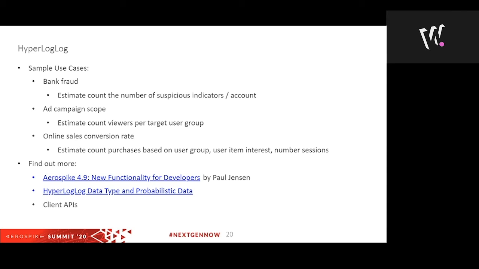To find out more, these sample use cases are covered in a bit more detail, along with more information about HyperLogLog, on our Aerospike website. And we also have a blog from Paul Jensen, in which he goes over all the 4.9 features, including more about the HyperLogLog algorithm and how that works. Of course, if you want to actually try this out, you can take a look at our client APIs and see how you could take advantage of the HyperLogLog data type.